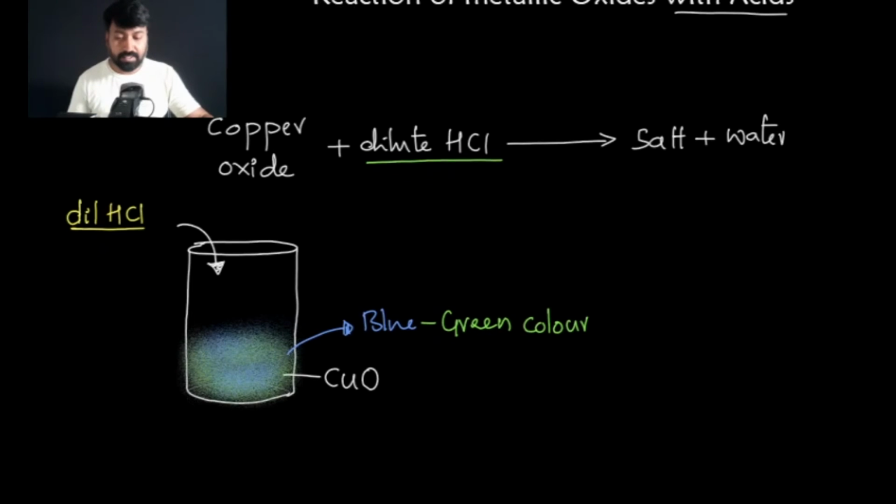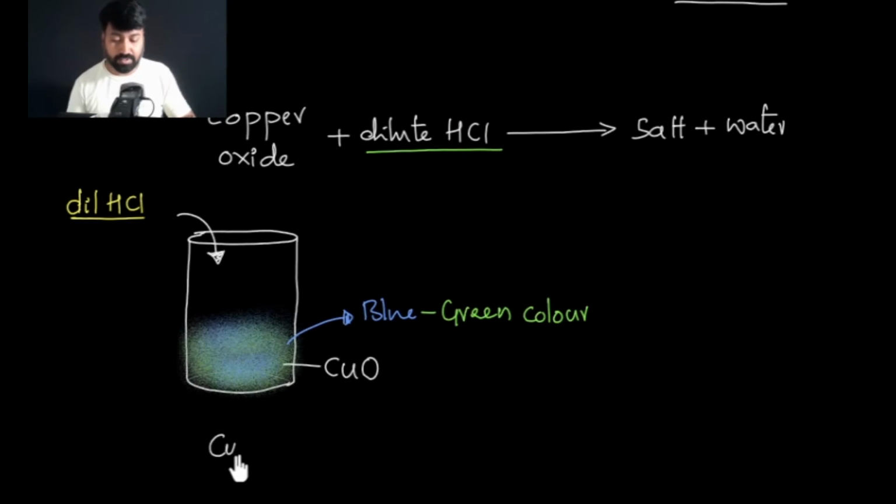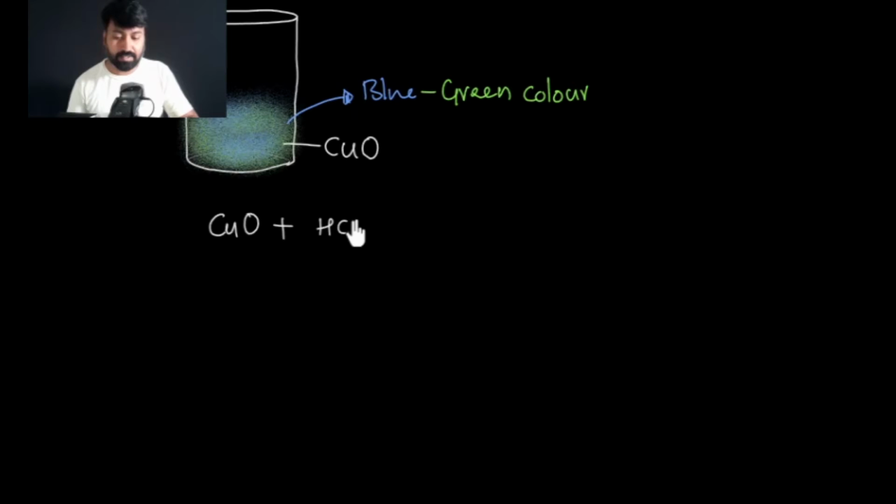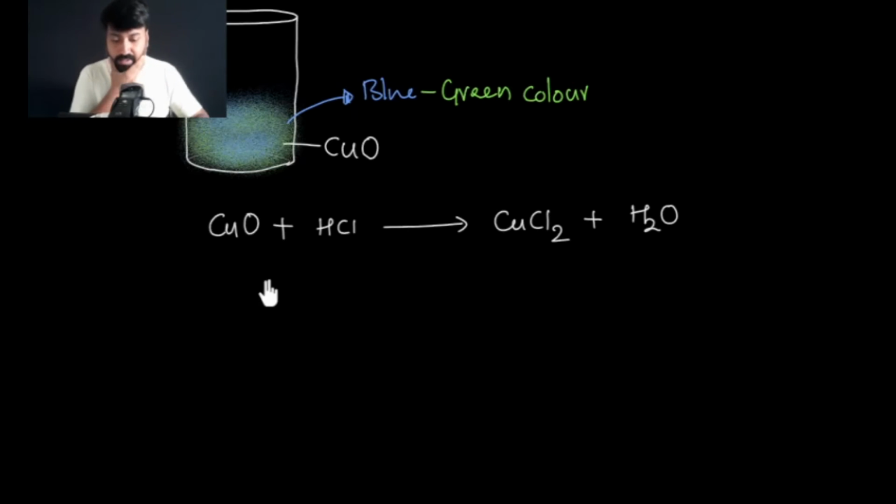Let's understand the chemical process here. We have copper oxide, CuO, reacting with dilute HCl, and we get CuCl2 plus H2O. Now we have to balance this equation. For balancing, you can notice that there are two hydrogens on one side, but only one hydrogen on the other. One more fact is that there are two Cl on one side but only one Cl on the other. Therefore I will take two molecules of HCl and one molecule of copper oxide, and it balances. This is a balanced chemical equation.